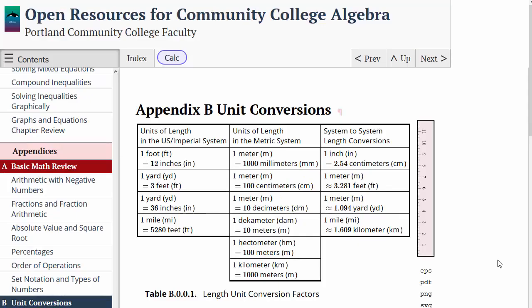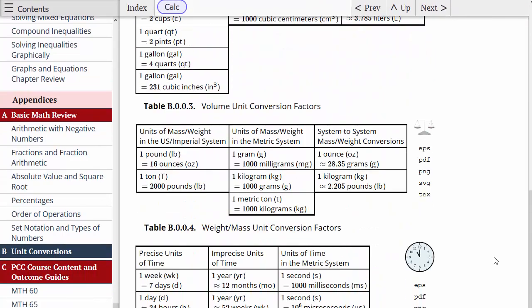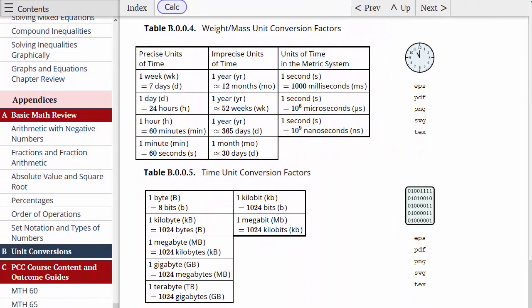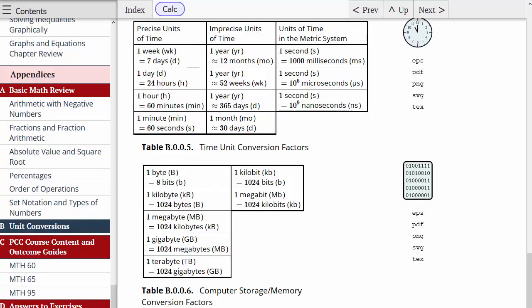Bits and bytes are units that relate to computer storage and memory. And to find these, I'll come down to the very end of this appendix. This final table is labeled Computer Storage/Memory Conversion Factors. And I can see that there are equivalencies between various sizes of bytes and various sizes of bits. And I have in this first one that 1 byte, which is abbreviated with a capital B, is equal to 8 bits, which is abbreviated with a lowercase b.